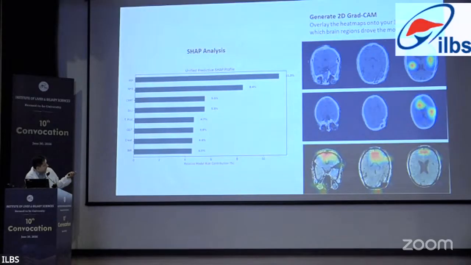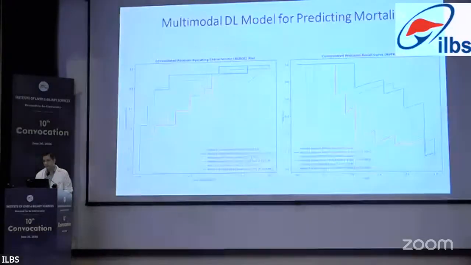And this very clearly is a 2D CAM imaging, which shows certain areas which actually drove the model to predict mortality in the subset of patients, barring the third one that I had shown you. So now on the CT itself, you can map the regions of interest, which will give you the maximum information when you create a data set.